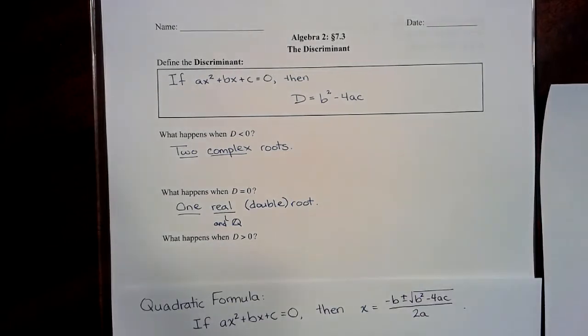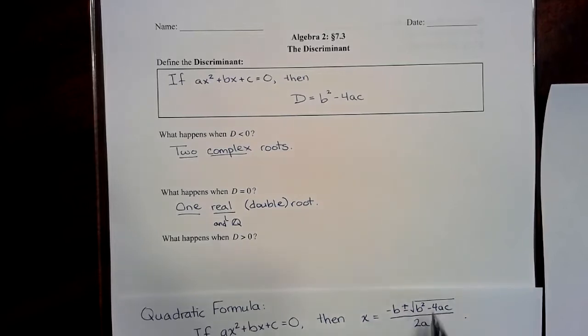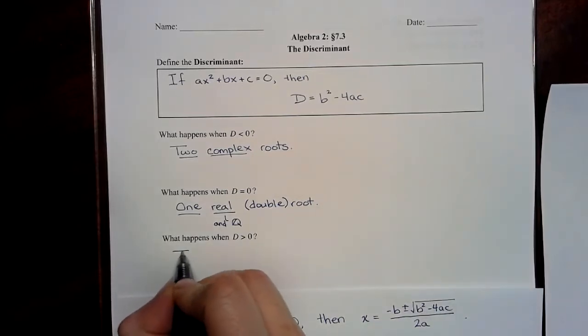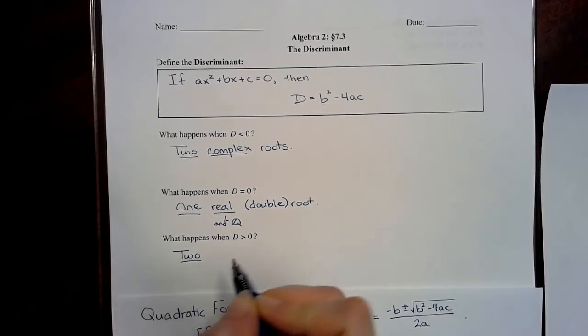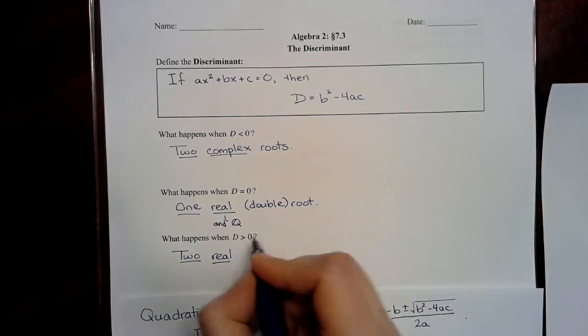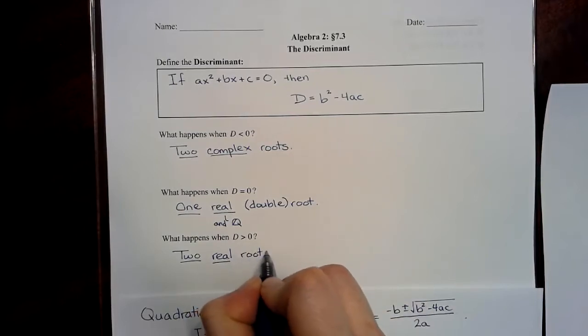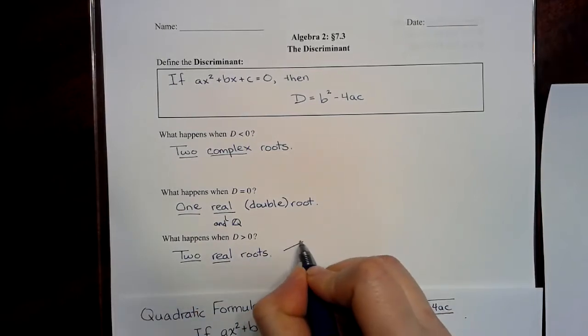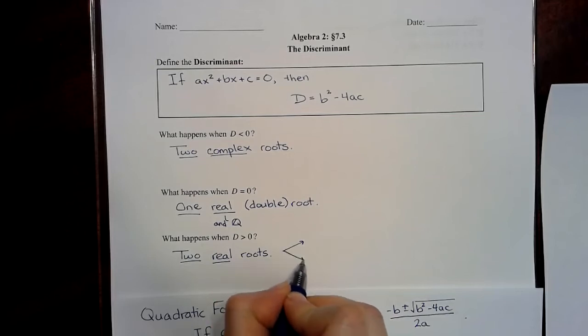What happens when our discriminant is positive? That means we're adding and subtracting some quantity. So again, we will have two answers. They will both be real numbers.